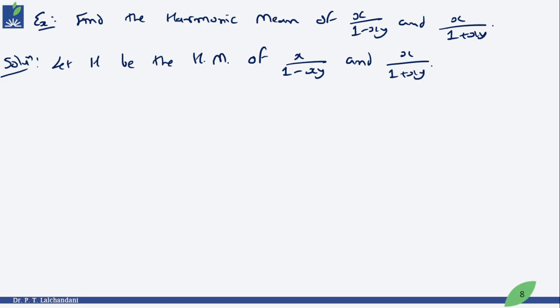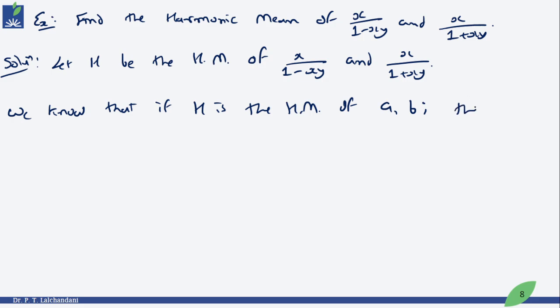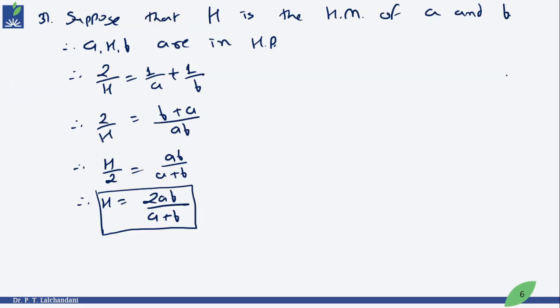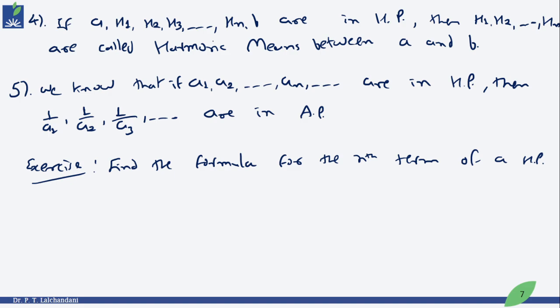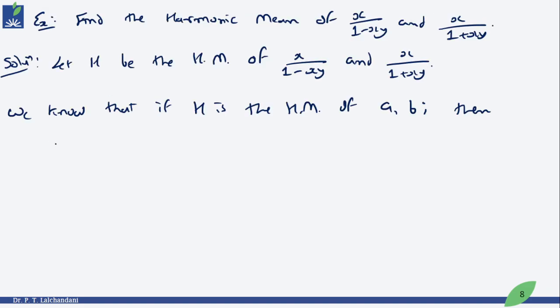Okay, right? Now we know that if H is the harmonic mean of numbers a and b, then we have the formula: H is equal to twice ab divided by a plus b. So we'll use this formula, right? So H is equal to twice ab divided by a plus b. Say this is equation number 1, right?